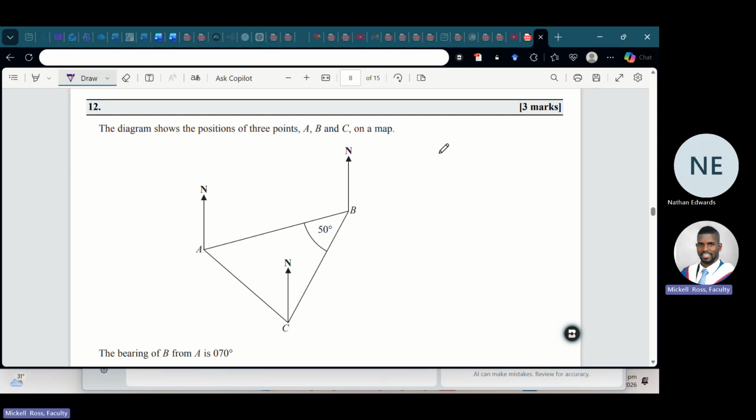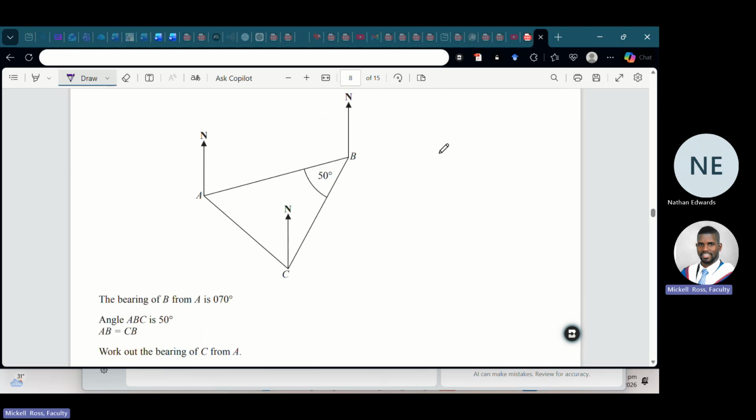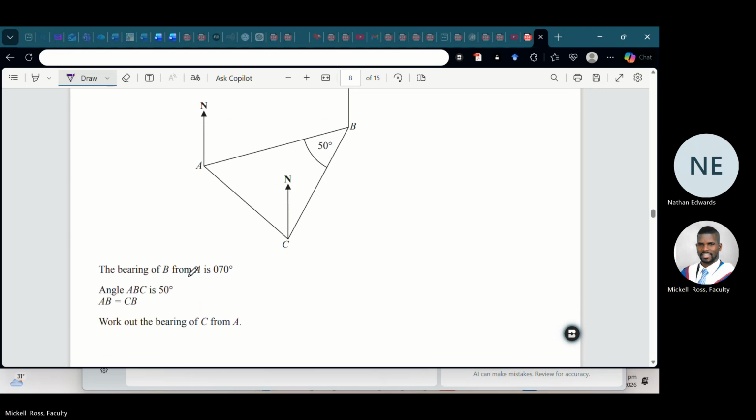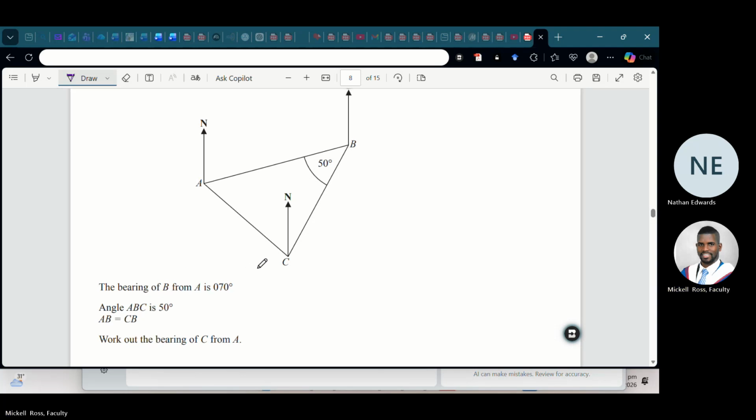The diagram shows the position of 3 points, A, B, and C on a map. It says the bearing of B from A is 070. So that's that bearing right there, which means this angle right here is 110 degrees. All of this must add up to 360. So you have 160 already, so the remainder is 200. Right then and there, you can see some of the calculations are very easy.